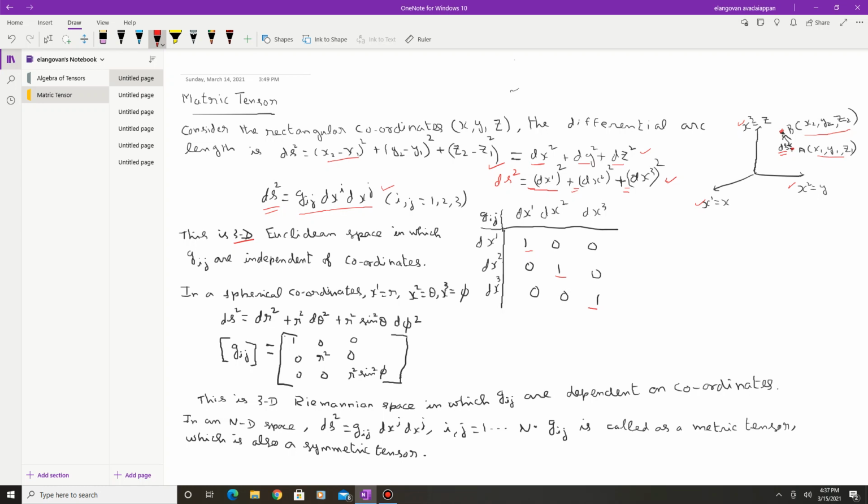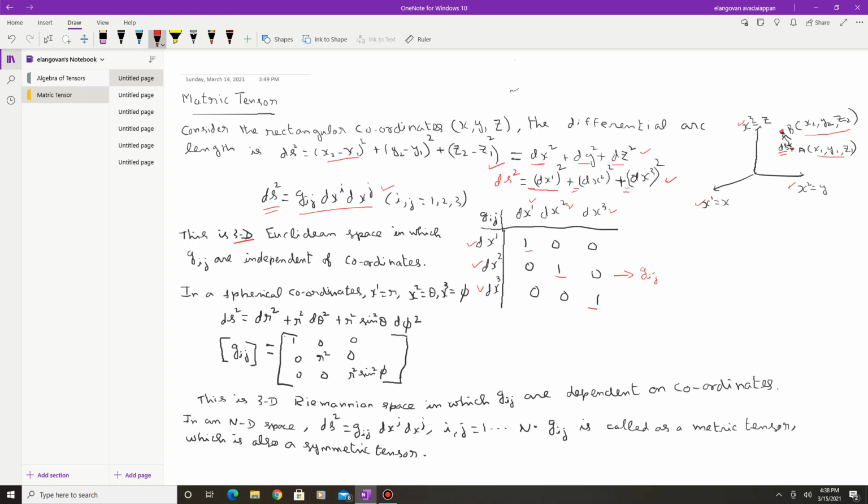So you can write dx1, dx2, dx3 arranged in the form of a row as well as a column, and the coefficients can be filled in here. These are your gij values: 1, 0, 0, 0, 1, 0, 0, 0, 1. So this is your gij, for a 3-dimensional rectangular coordinate system.